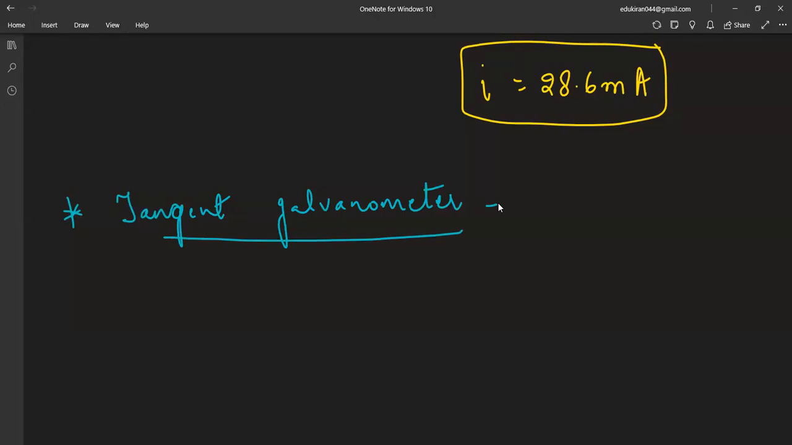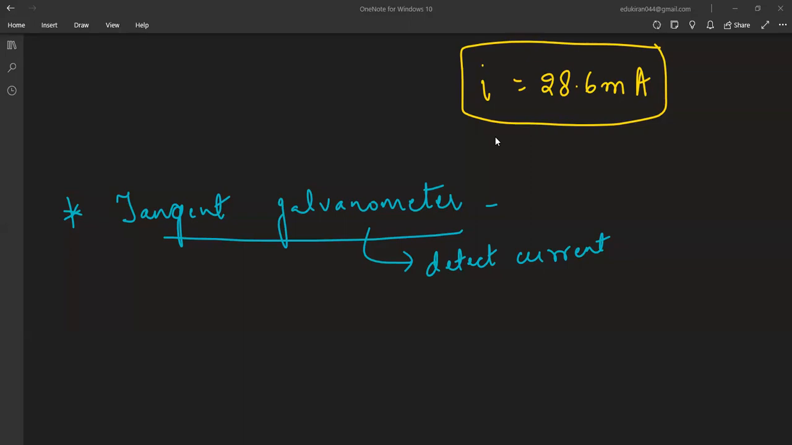Tangent galvanometer. It's just a similar galvanometer. The definition of galvanometer you have studied: galvanometers detect current in your circuit. They just detect current. You must have this idea that in your circuit a voltmeter is there, an ammeter is there, a galvanometer is there. The magnitude of voltage is measured by the voltmeter.